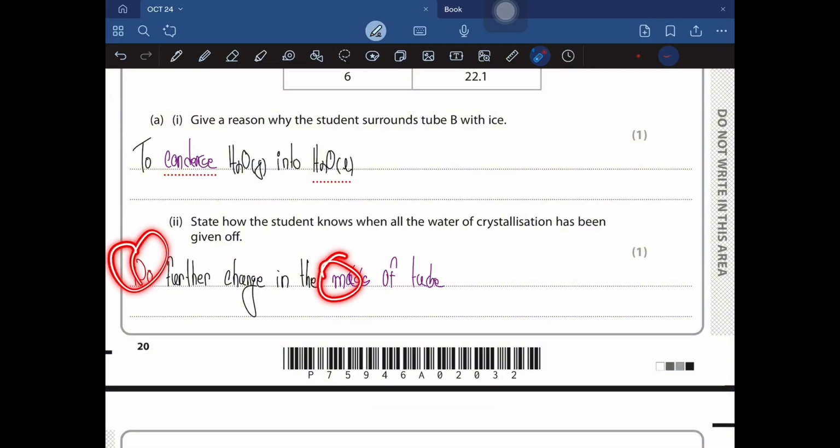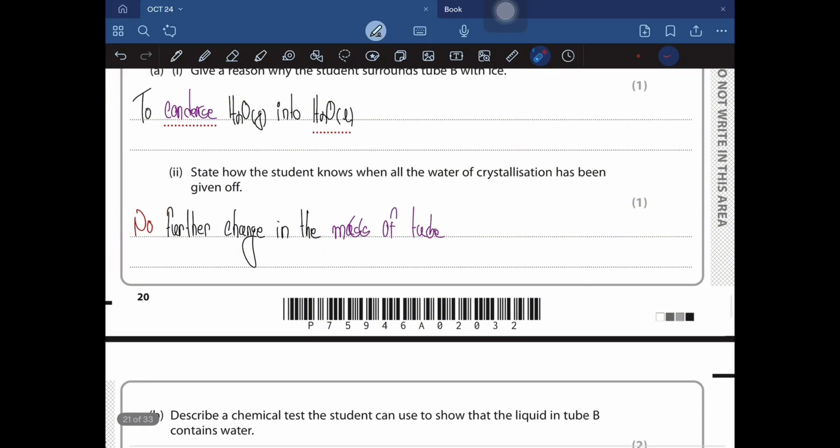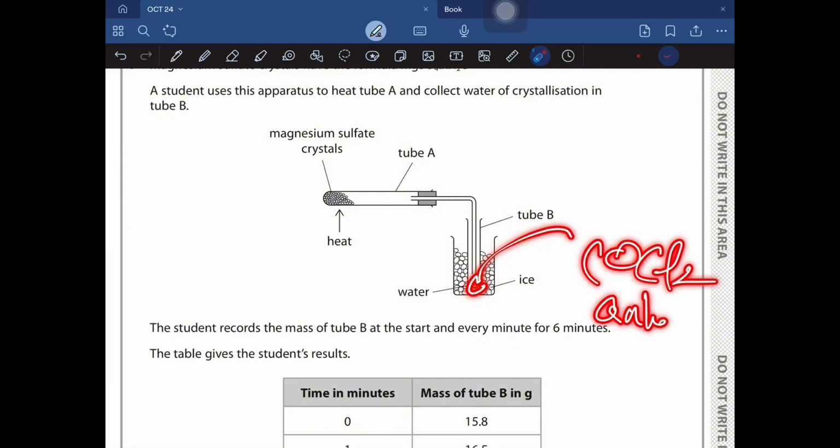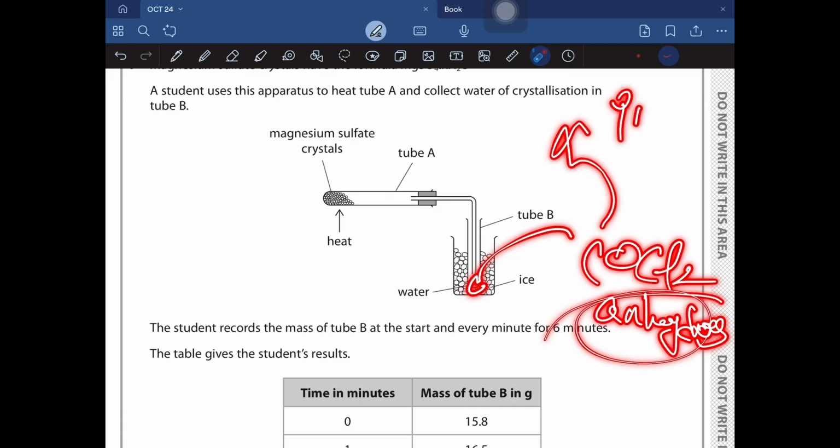No further change in mass of tube B, right? So describe a chemical test that a student could use to show that the liquid in B was water. What you could do is add anhydrous cobalt chloride, and if you add anhydrous cobalt chloride, it is going to turn pink.